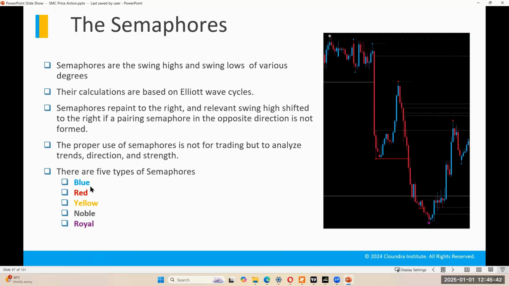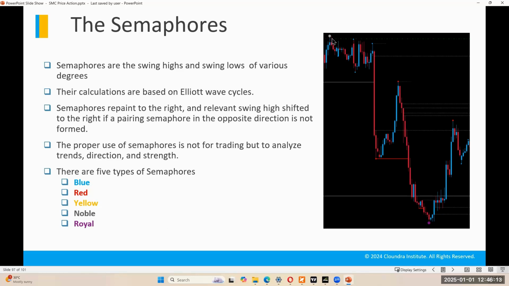There are five types of semaphore. Blue, which is the smallest degree, smallest value semaphore. Then we got red. Red is bigger than blue, and a blue is always behind the red semaphore. Yellow semaphore, whose value is bigger than the red and the blue, and the red and blue are always behind a yellow semaphore. And then we got a noble, and noble has all those three semaphores behind it, and royal has all those semaphores behind the royal.